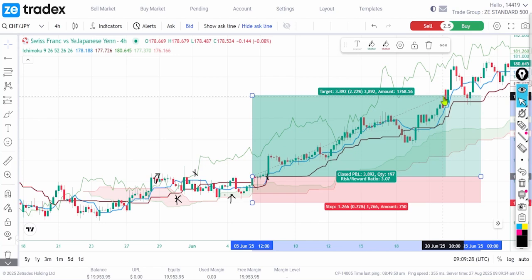This is how you use the Ichimoku cloud to get a clear entry and exit. In the coming video, I will show you guys how to get the take profit and the stop loss using the ATR, the average true range.